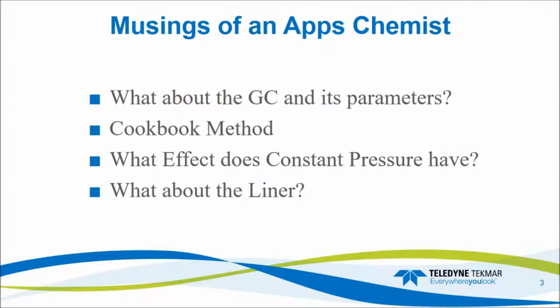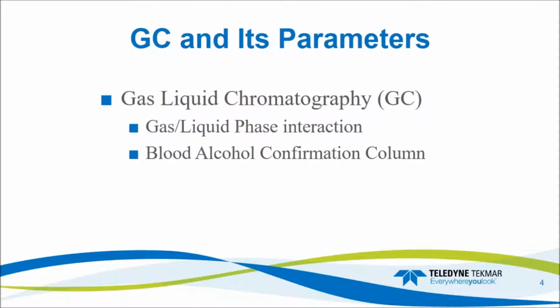But we got to thinking, what about the GC init parameters? What methods, what parameters could we change to possibly improve things? What effect does it have on all these different applications? We're going to talk a little bit about the cookbook methods. As we look at the GC parameters, what effect does constant pressure have? What does the liner, size of the liner, have to do with how the data is presented?